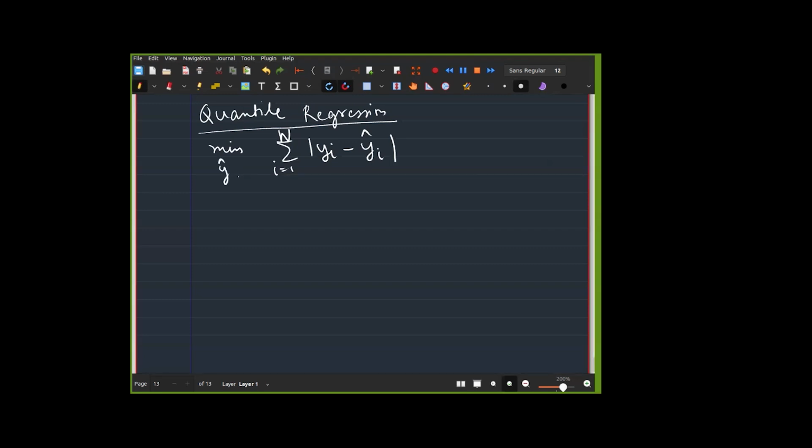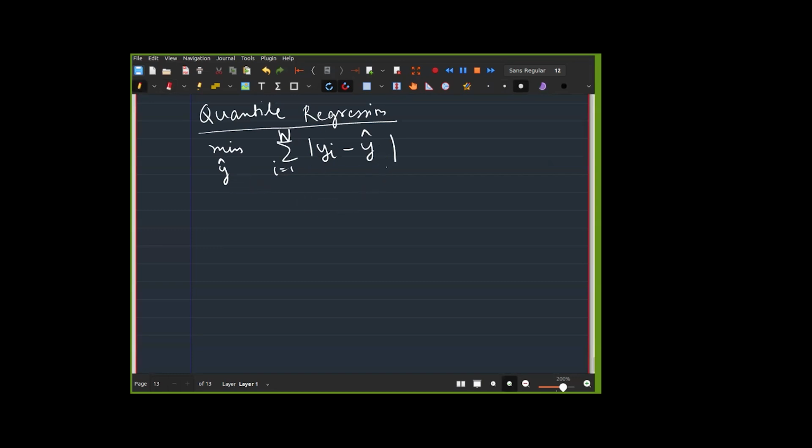So let's finally look at quantile regression. But before I go to the general form of quantile regression, this is also linear regression, by the way. What I wanted to do was minimize the sum over all the data points, i equal to 1 to capital N, of the absolute value of yi minus y hat, right? And I want to optimize with respect to y hat. That's the parameter. So let's say that's the setup I want to have.